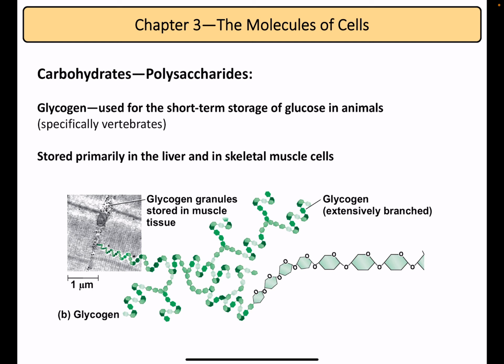Polysaccharide number 2 is called glycogen. Now, it is also just an extremely long chain of glucose, but its function is different. It is the way that animals store their excess glucose.